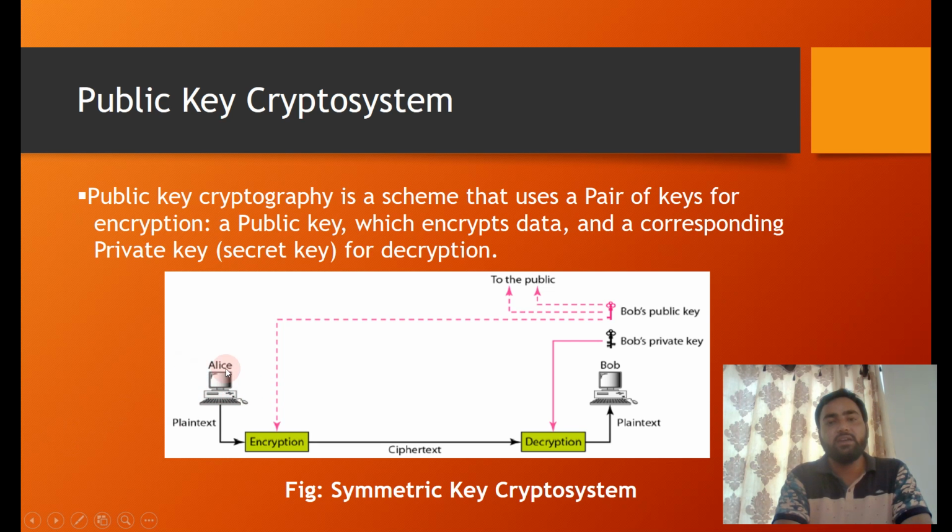As you can see in the diagram, Alice is the sender and Bob is the receiver. Alice sends a plain text, and that plain text is fed into the encryption algorithm. That encryption algorithm uses the public key of Bob, the public key of the receiver, and using the public key of the receiver, Alice performs the encryption mechanism.